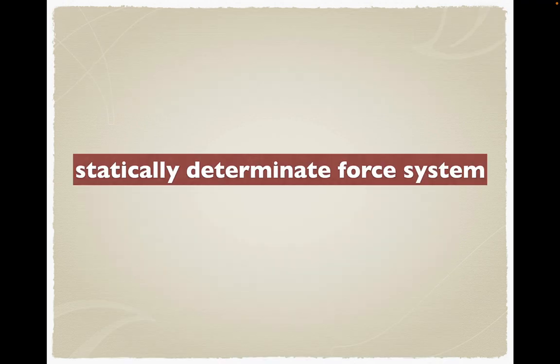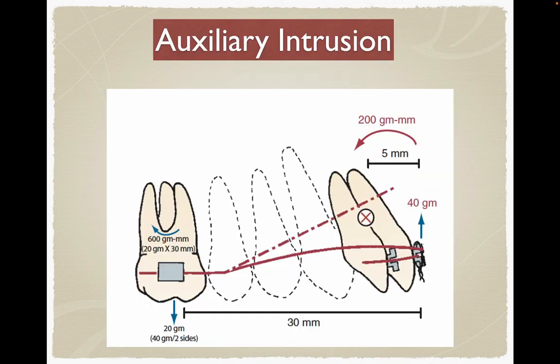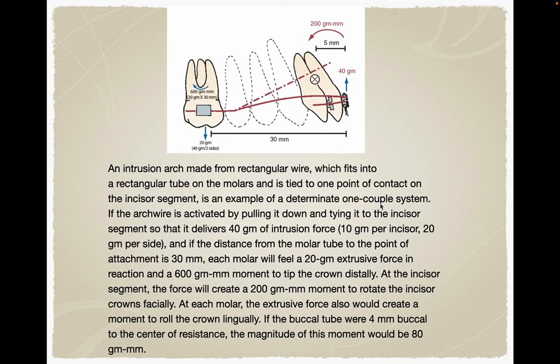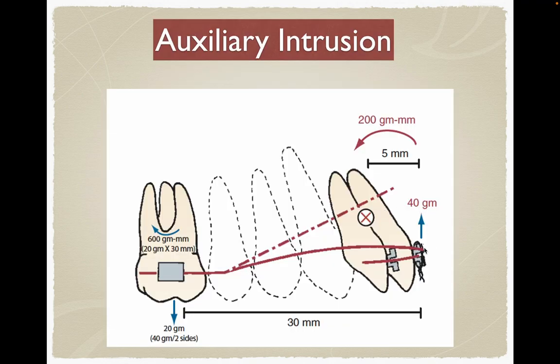So we're going to start with examples of the statically determinate system. Basically, if you have an intrusion wire like we see here, you have the arch wire, and this arch wire is a rectangular wire inserted into a rectangular slot, and then you tie this wire into the bracket without engaging the bracket itself. Again, without engaging the rectangular slot, because the moment you engage the rectangular slot, that means you are having a couple system, and that will be indeterminate.